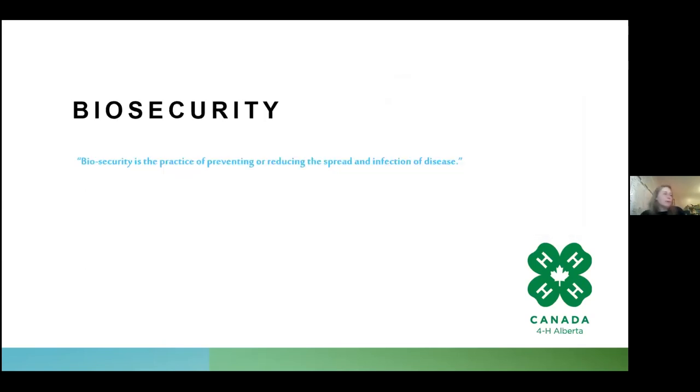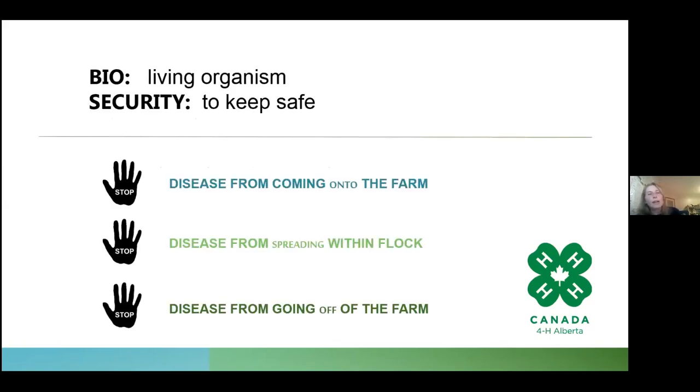So we talked about a handful of the diseases that we wanted to talk about. Now I just want to mention the topic of biosecurity. So biosecurity is the practice of preventing or reducing the spread of infectious disease. So let's look into that a little bit deeper. So bio and security, let's break the word up a little bit. So bio is a living organism, and security is to keep safe.